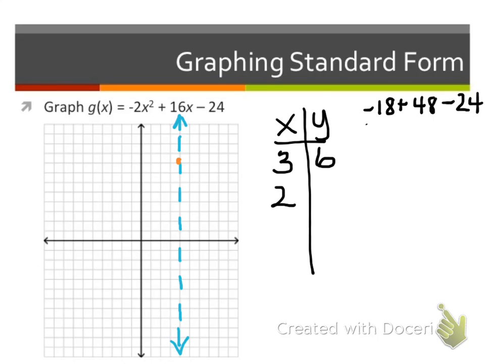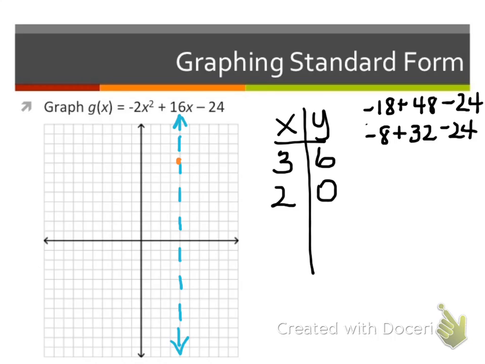When I do the same thing with 2, 2 squared is going to give me 4, times negative 2 will be negative 8. Add to that 16 times 2, which is 32, and subtract 24 from that. So the negative 8 plus 32 gives me a positive 24, and then I subtract 24 from that, and I get a y value of 0.